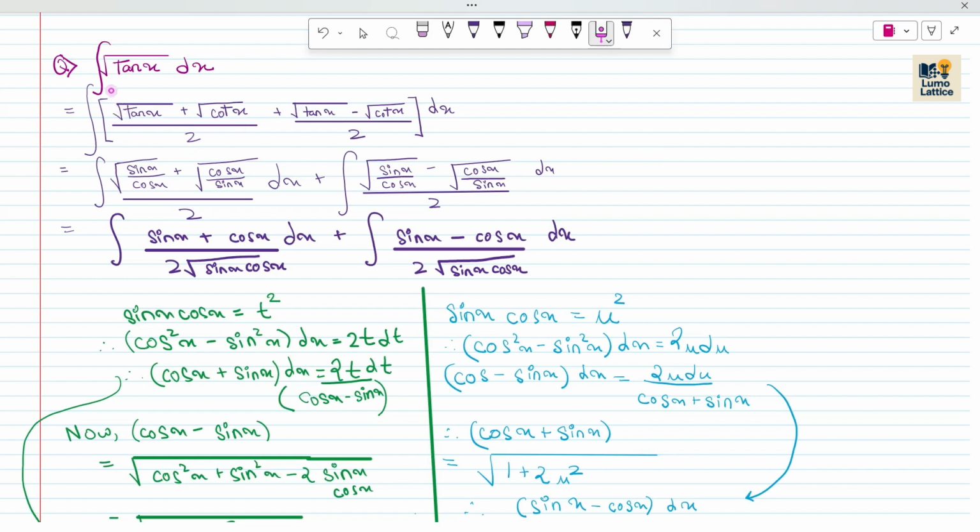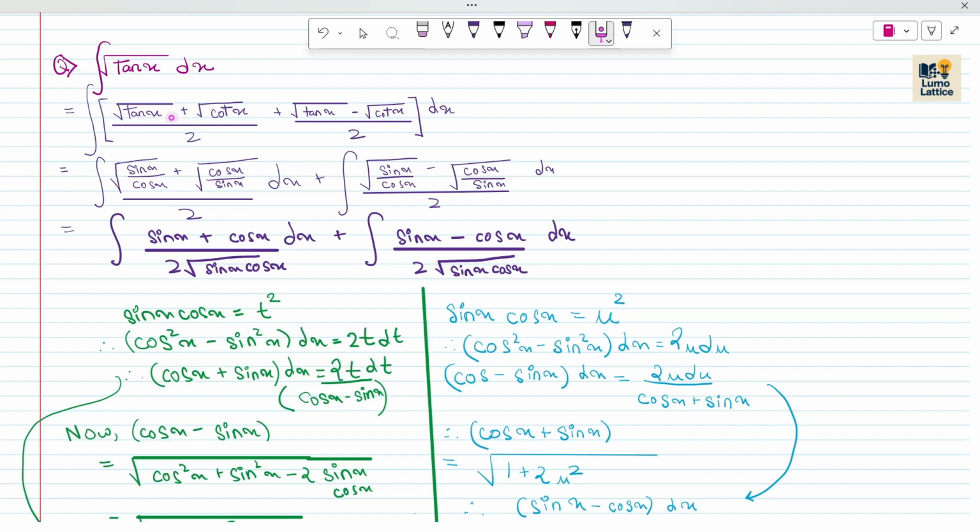So here we have the question, that is root over tan x dx. What we have done here is that we have added and subtracted a root over cot x by 2, and after that we write root over tan x as root over tan x by 2 and root over tan x by 2, and then we arrange it in the following way.